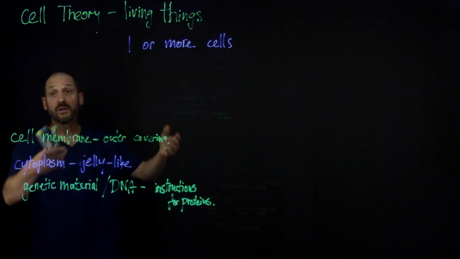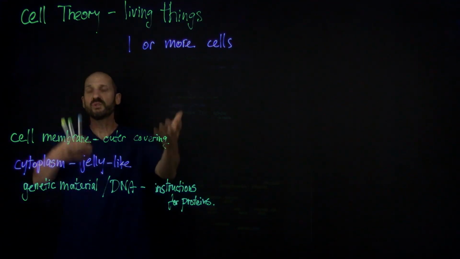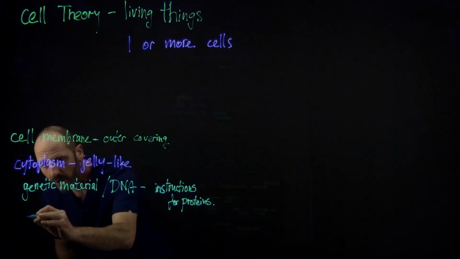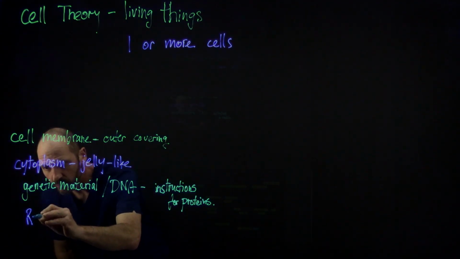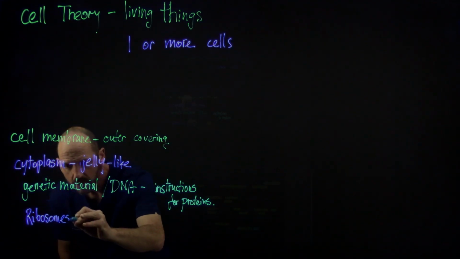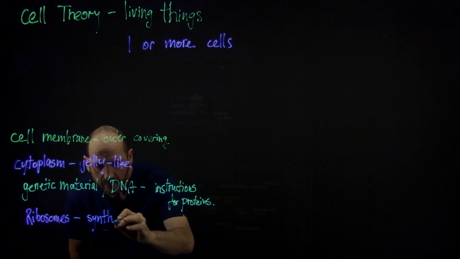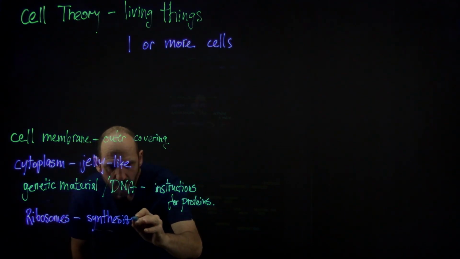And then lastly, the thing that every cell needs to have is machines that are going to make these proteins. Those are known as ribosomes. Ribosomes synthesize, or make, protein.